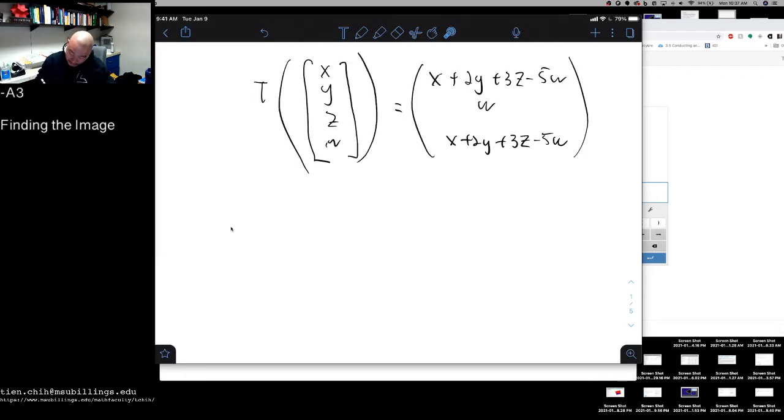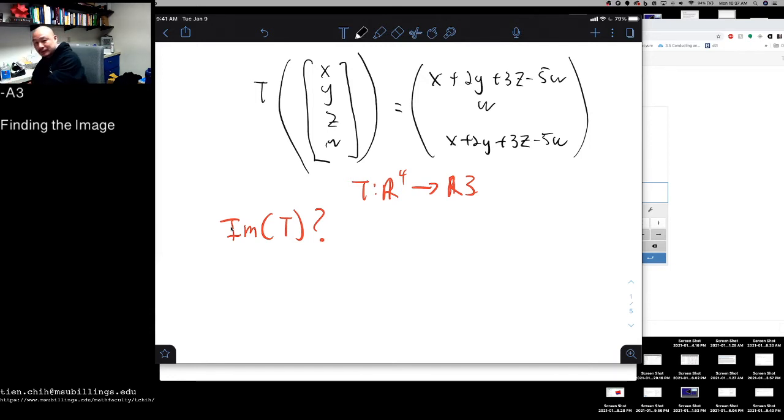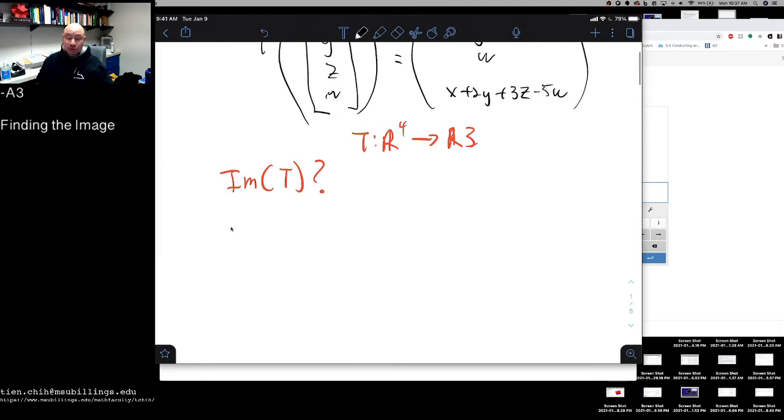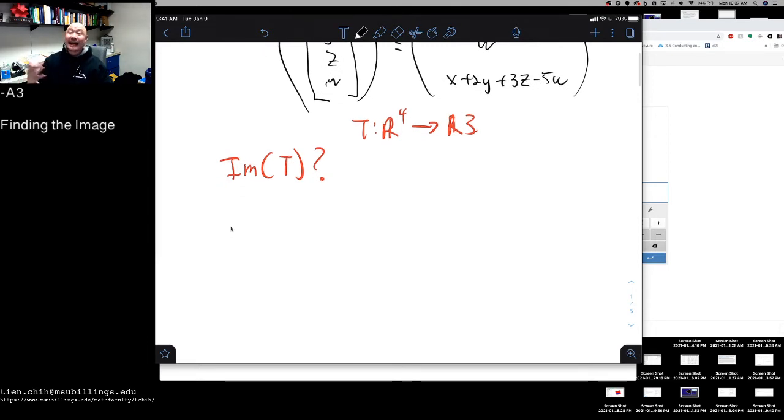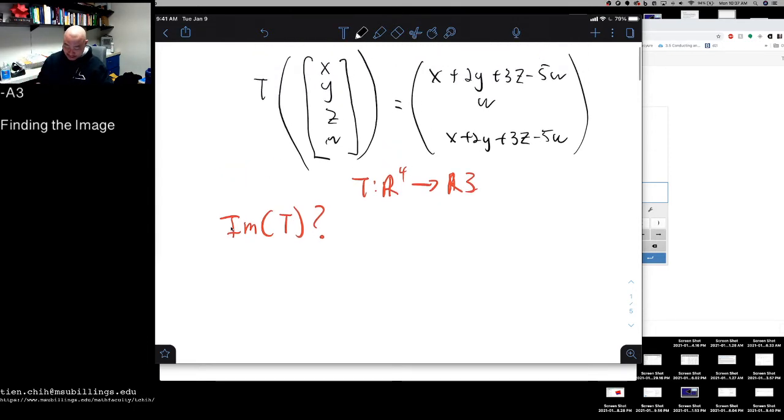Let's write down what we do know. We know that T is a transformation from R4 to R3, and the question for this particular video is, what is the image of T? The first thing we want to do is to find the standard matrix of T as a transformation.